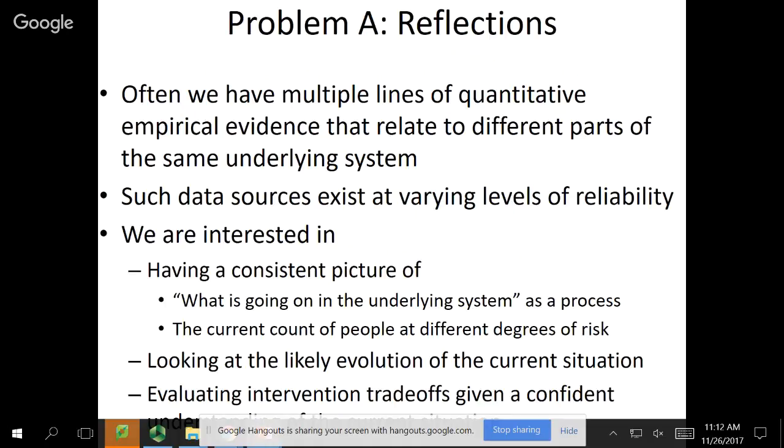When we're dealing with these situations, where we have a complex situation out there in the world, we often have multiple lines of quantitative evidence, often over time, otherwise data points, that relate to different parts of the same underlying system. So we have this underlying system, and we see different facets of it, different glimpses of it in the different data that we have. And often the data we receive about these different components are of different levels of reliability or different levels of frequency with which they're collected.